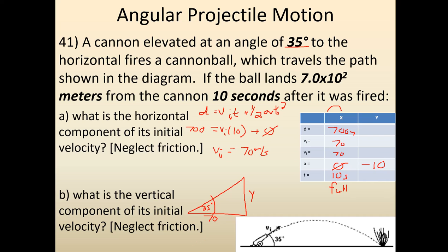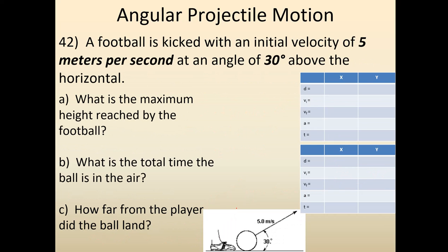So going back to basics, I have an opposite and an adjacent. So I'm going to use tan theta is opposite over adjacent. So tan of 35 equals Y over 70. And you should end up getting about 50 meters per second. All right. I think this might have to be the last question. So pause the video, work on it yourself, and we'll go over it in a second.